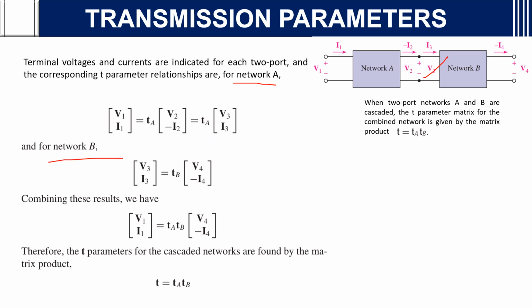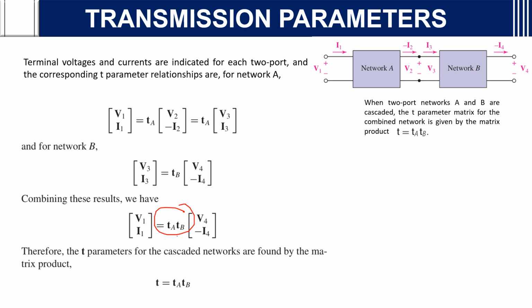Then for network B, [V3, I3] equals TB into [V4, minus I4]. But we know that [V3, I3] is what? In the place of [V3, I3], we can substitute TB into [V4, minus I4]. So TA into TB into [V4, minus I4] will be the final matrix equation. Therefore, the T parameters for cascaded networks are found by the matrix product. The total T is nothing but TA into TB, the total matrix for the whole cascaded circuit.